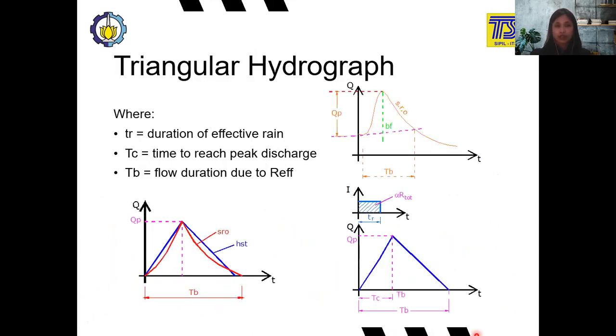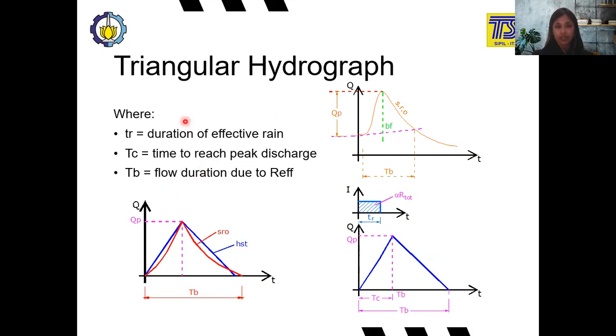So here we have the triangular hydrograph, which previously we addressed as a single peak hydrograph. If you get a hydrograph problem where the shape of the hydrograph is not stated, you can always assume that the hydrograph is a triangular hydrograph.